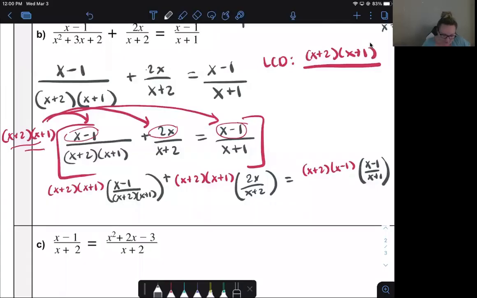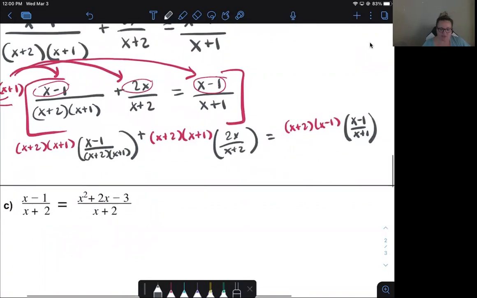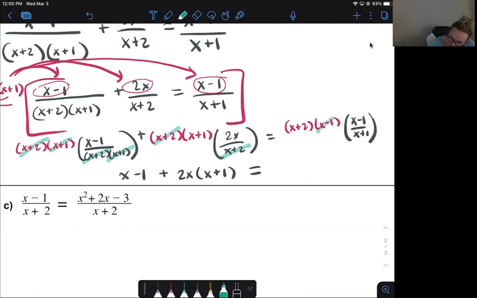So you can see that I've distributed the x plus 2 times the x plus 1 to each of those fractions. Now I'm going to cancel what I can. x plus 2 divided by x plus 2 will cancel. x plus 1 divided by x plus 1 will cancel. I have x minus 1 plus, then let's see here, x plus 2 divided by x plus 2 will cancel. So I'm going to be left with 2x times x plus 1 is equal to, and then I think I wrote the wrong thing. x plus 1 will cancel. And we're going to have x plus 2 times x minus 1.